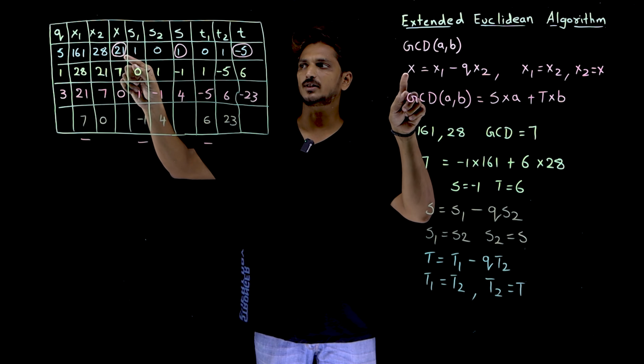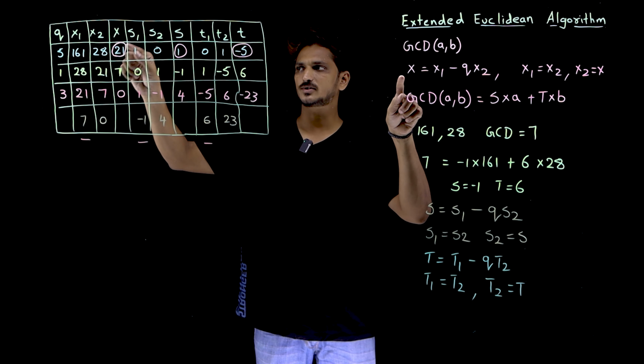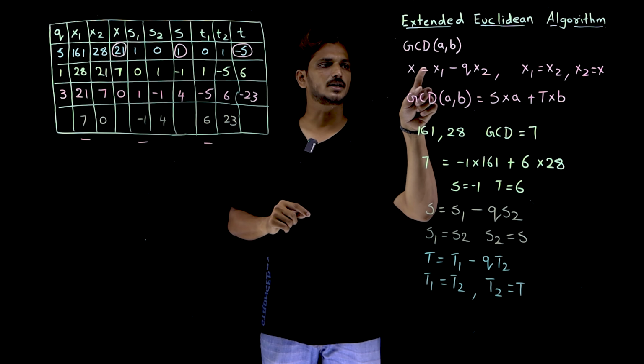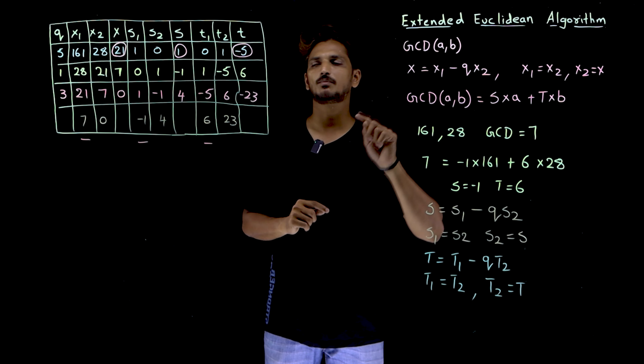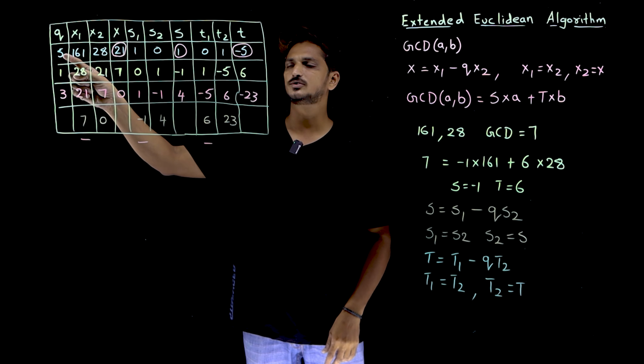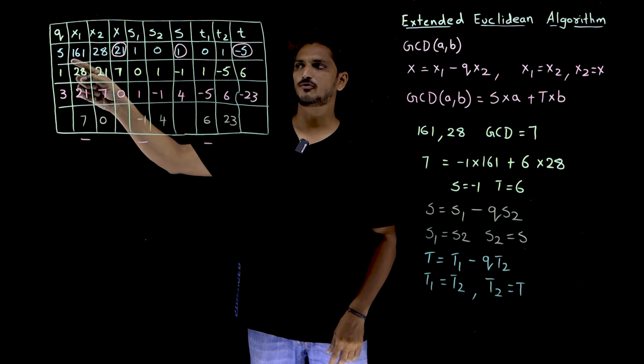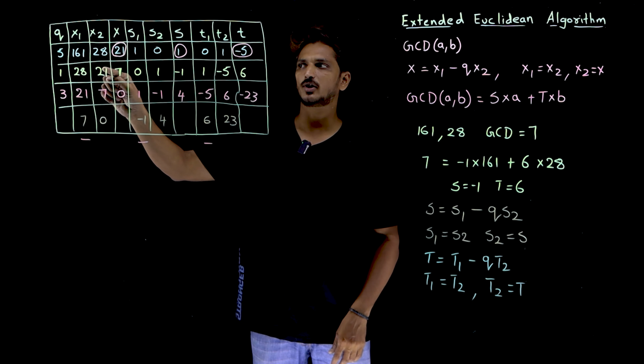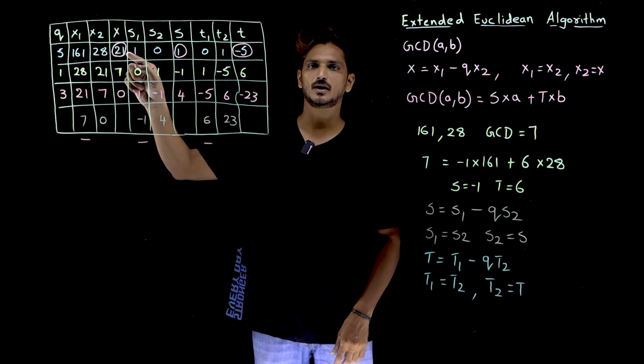X is equal to, we need to find the remainder value, X. Here we got 21, that's why for understanding purpose, we have circled it. How we got that? X1 minus quotient multiplied by X2, 28 fives are 140, 161 minus 140, you are going to get 21.